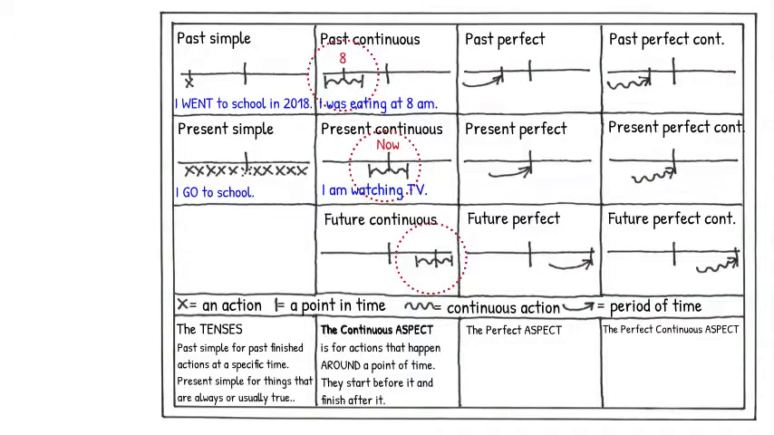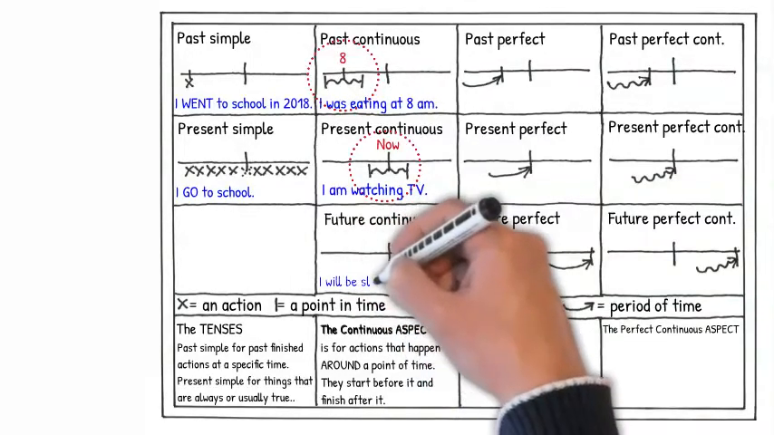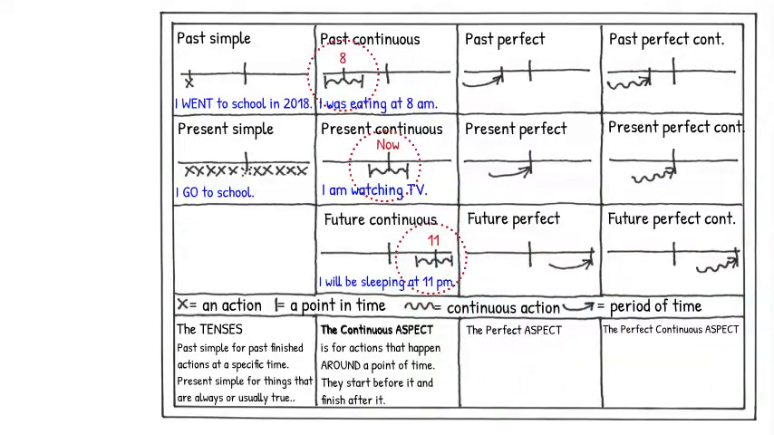It's the same with the future continuous. I will be sleeping at 11 p.m. tonight. That means I will start sleeping before 11 p.m. I will be sleeping at 11 p.m. and then I will wake up quite a few hours after 11 p.m.